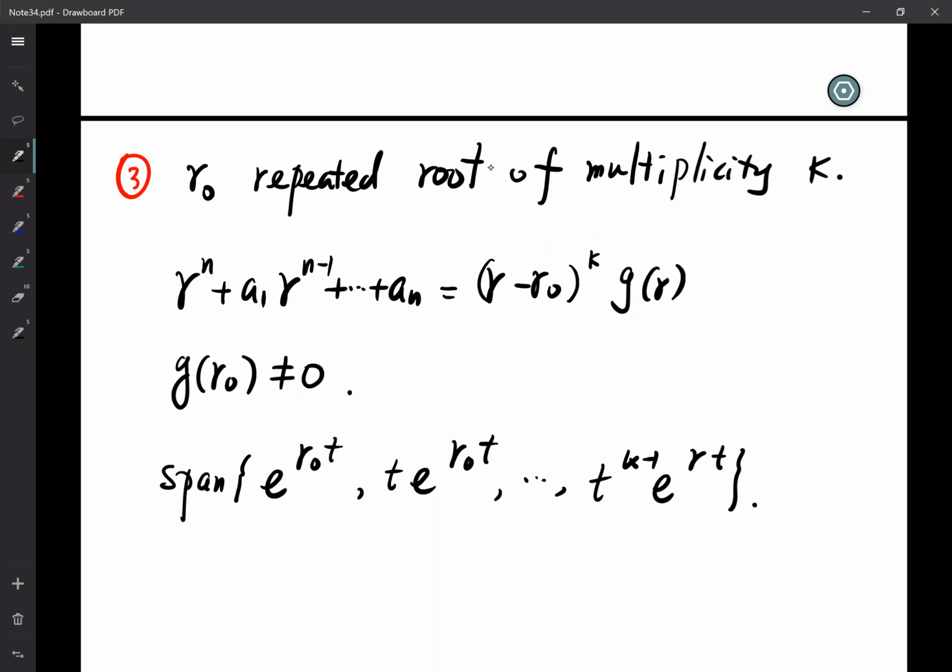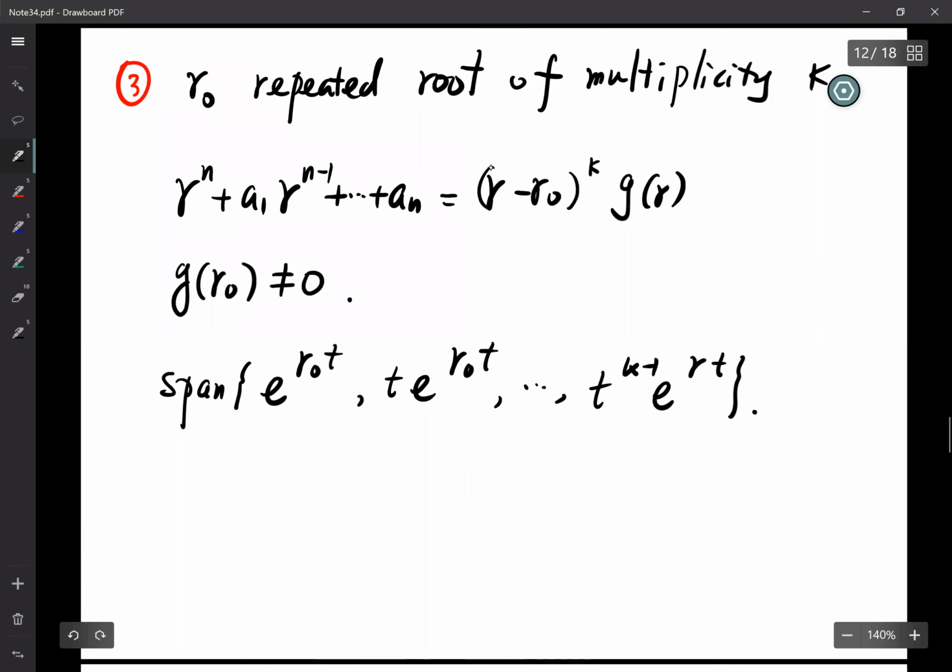Why is this the case? Recall, how do we generalize this from the second order case?